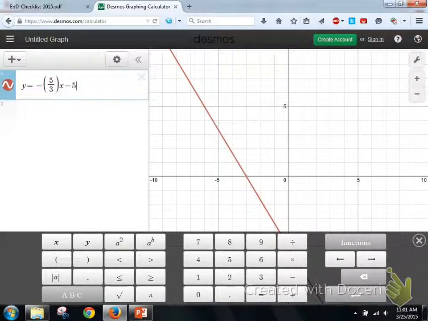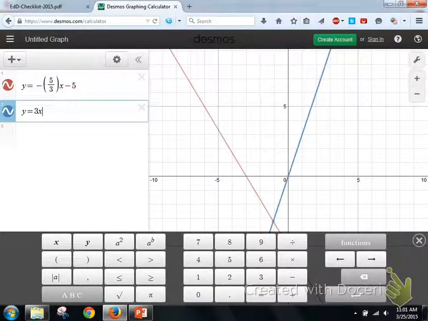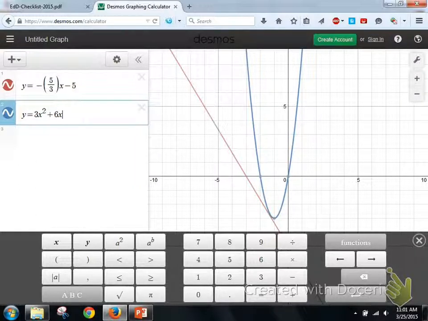And watch me do the second one. I'm going to double click underneath. Can someone read the second one, please? Y equals 3x squared. 3x, and then we're going to go down here to the squared button over here. Plus 6x, plus 6.